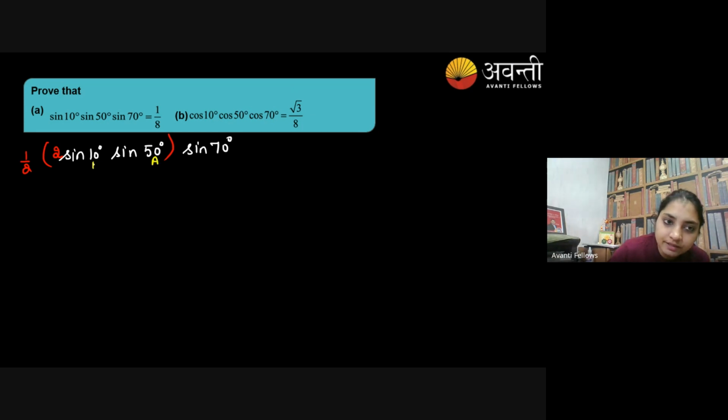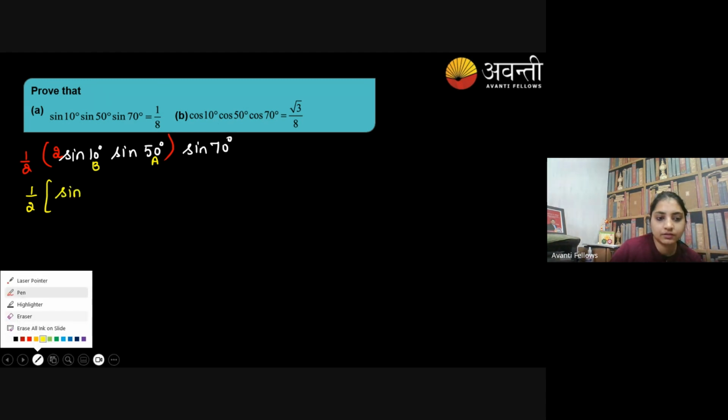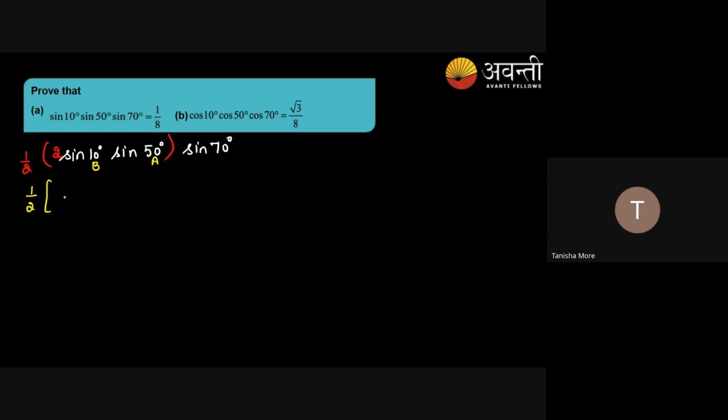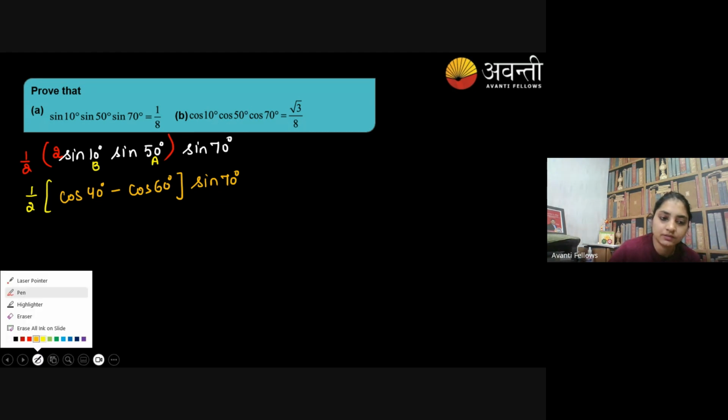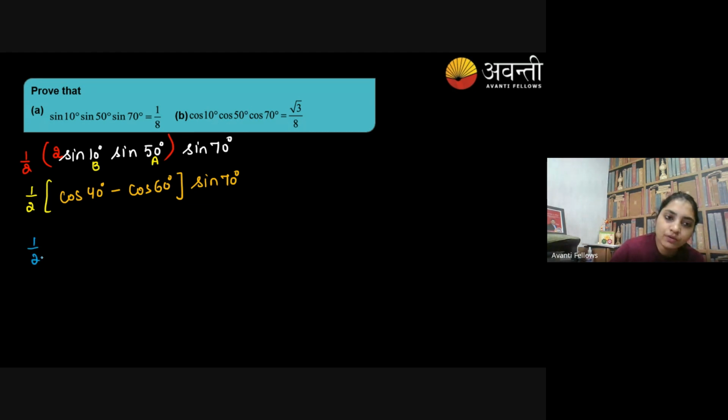So this value is A, this is B. So 1 upon 2 and it will be sine A plus B, or cos? It must be cos, na? Yes, ma'am. Cos A minus B. So it means cos 40 degree minus cos 60 degree, into sine 70 degree. So 1 upon 2 sine 40 degree, sine 70 degree, it's cos, right? Minus cos 60 degree, cos 70. Any doubt till there?